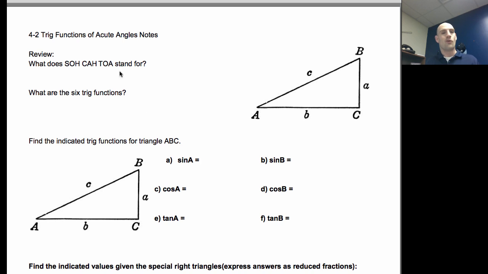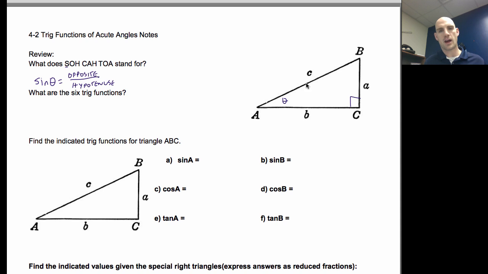So here we go. What does Sohcahtoa stand for? This is a review. If I'm looking at this right triangle, and this is marked over here, so this is our 90 degrees, we're talking about trig ratios. Sohcahtoa is the sine of theta. S is equal to opposite side over the hypotenuse.